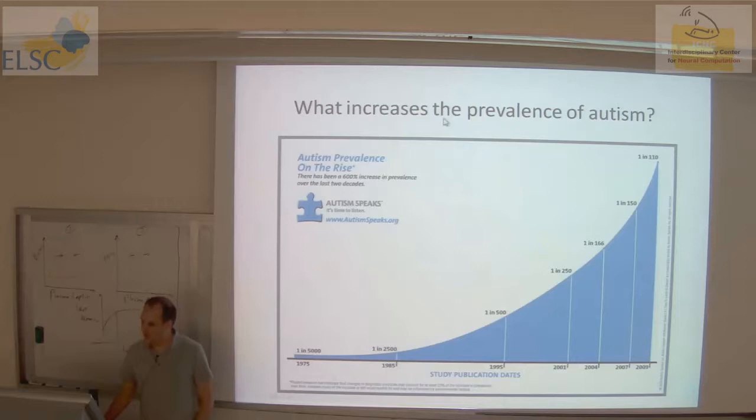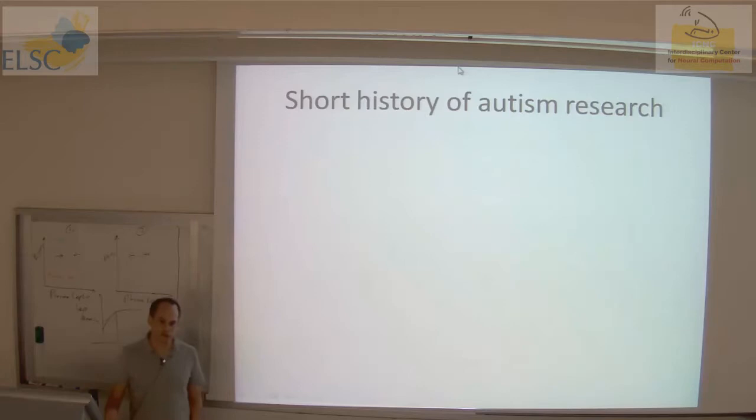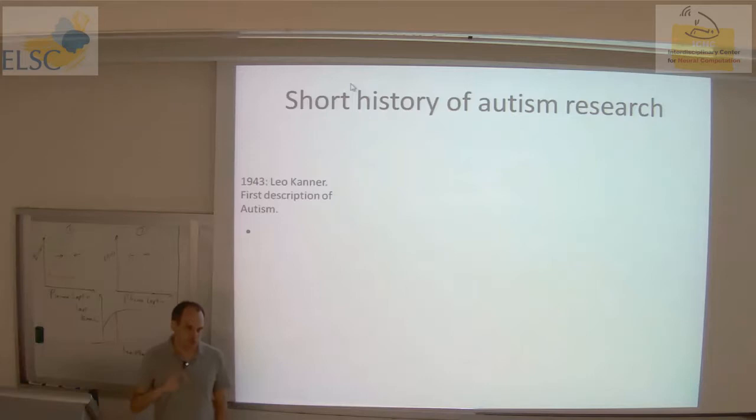I want to show you a short history of autism research. What I'm going to show here are just landmarks. Most of those landmarks are genetic landmarks. First of all, before 1943, there was no autism in the world. It was first termed by Leo Kanner in 1943. What he did was to describe a dozen kids, I think it was 11, with the same characteristics of classical autism as we know today.